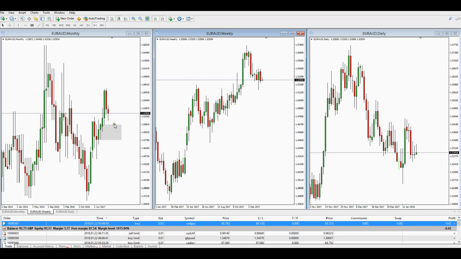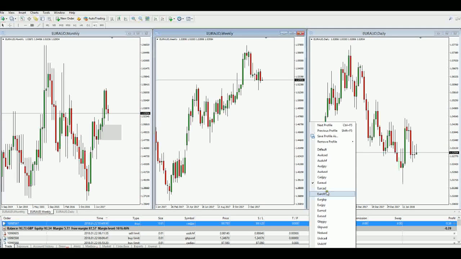Okay, but what I would do, if price drops in this mess and the daily gets on board with a demand level, then I'm going to go long on the daily.